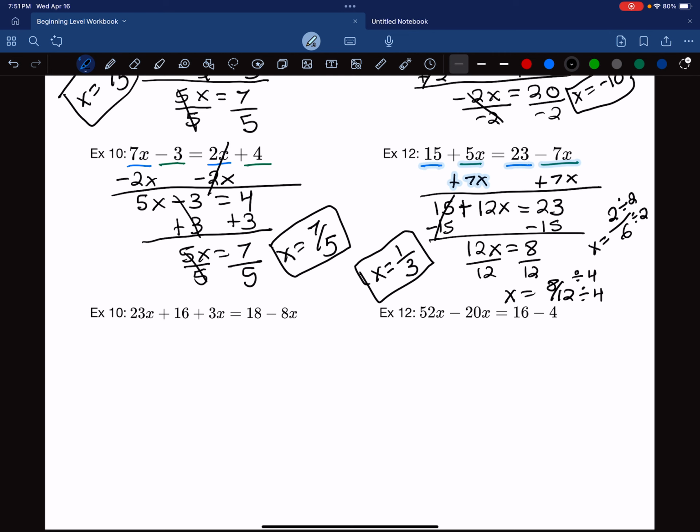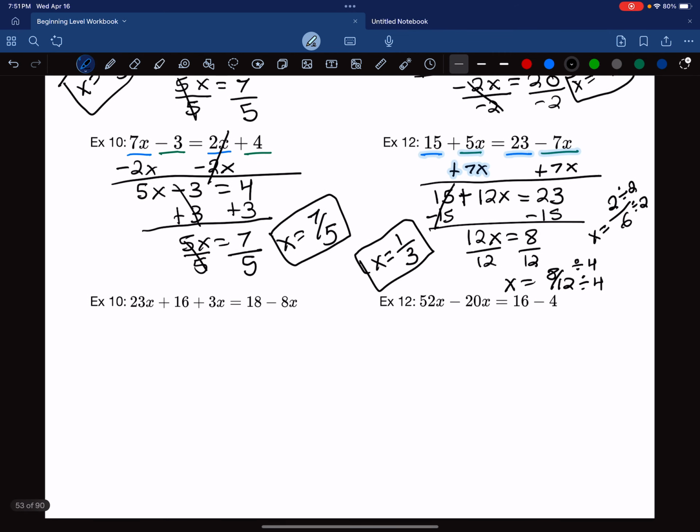Okay. Now looking at our last two examples of this section, I encourage you to pause the video and give it a go.